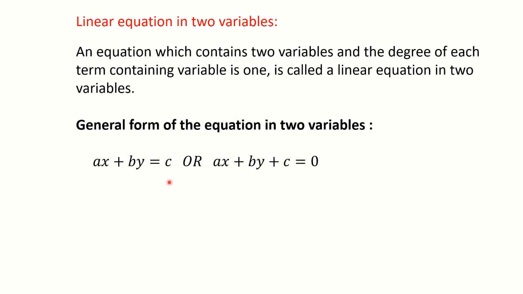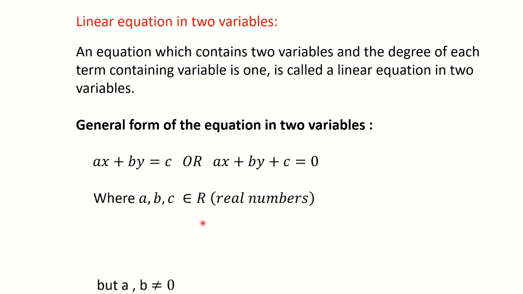I told you that both of them are same. Only in the second case, c from the right hand side is shifted to left hand side. Here the conditions are what? a, b, c are real numbers. They belong to real numbers. But a and b cannot be 0.